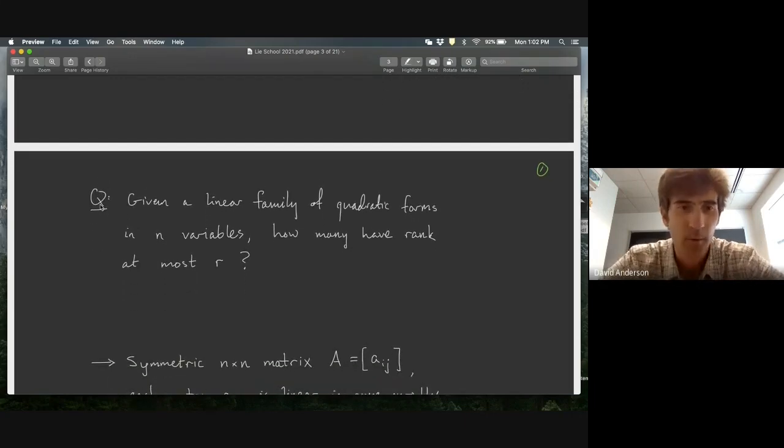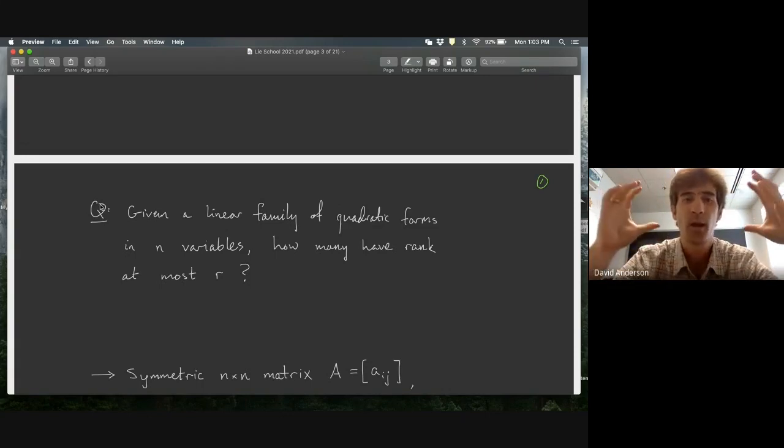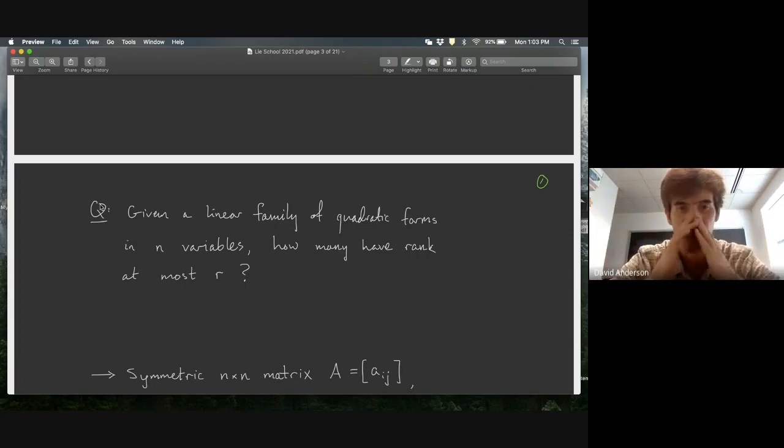I want to start with a very old style of question. So this goes definitely back to the 19th century. If you've got a linear family of quadratic forms in n variables, how many of them have rank at most r? Okay, so what do I mean by that?